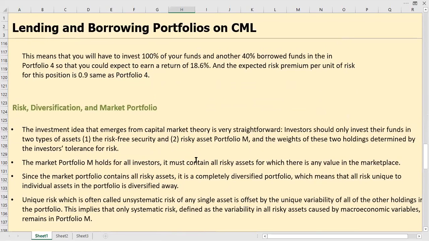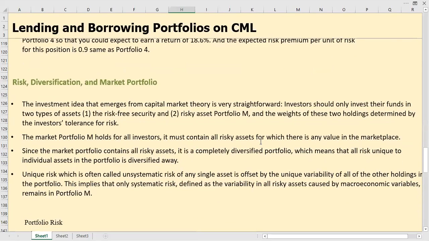As I said, the market portfolio holds all the investments. It must contain all the risky assets for which there is any value in the marketplace. So if there is any investment opportunity in the marketplace, any investment, that should be included in the market portfolio, right? So this is where we are going to understand the systematic risk and the unsystematic risk, right?